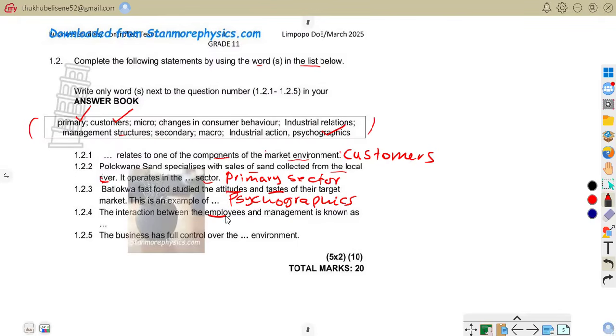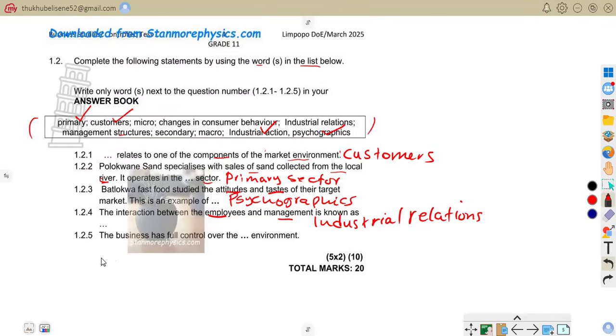Let us move on to 1.24. The interaction between employees and management is known as. So the correct answer is industrial relations, sorry. Industrial relations, because when you talk of industrial relations, we're talking about management-employee interactions and workplace dynamics. For example, negotiating union contracts at a manufacturing plant, that is industrial relations.